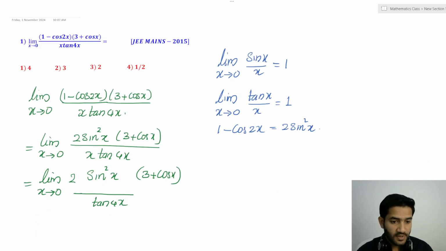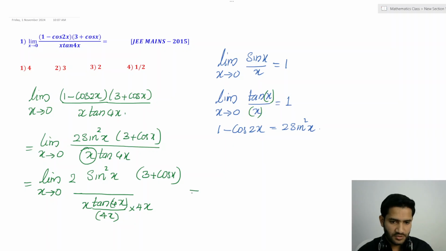So tan 4x is there. If there is a 4x in the denominator, we can use the result tan x by x, so tan 4x by 4x. So if we have 4x in the denominator, we can use the result. But it is extra, we are dividing with 4x in the denominator, so we want to multiply by 4x here. Again, x is there, so we want to write that x here.